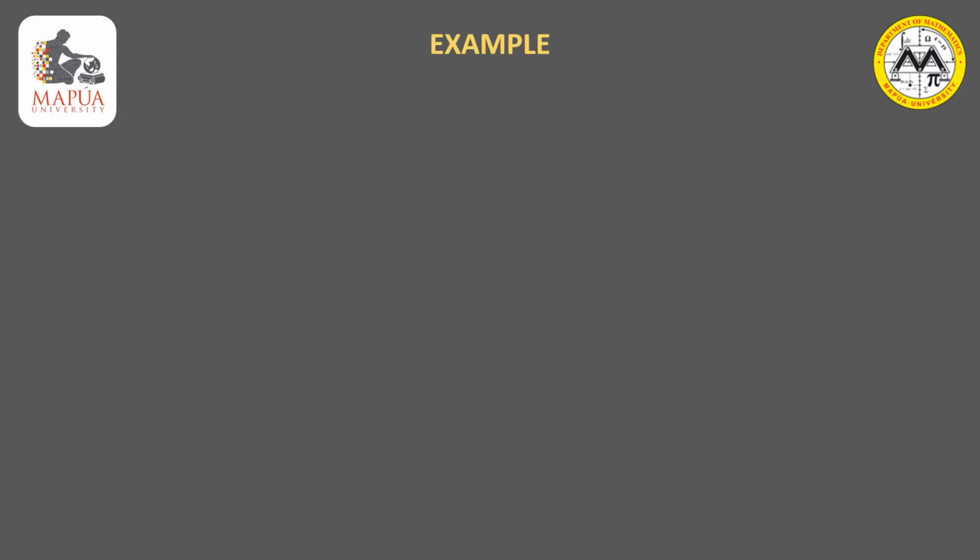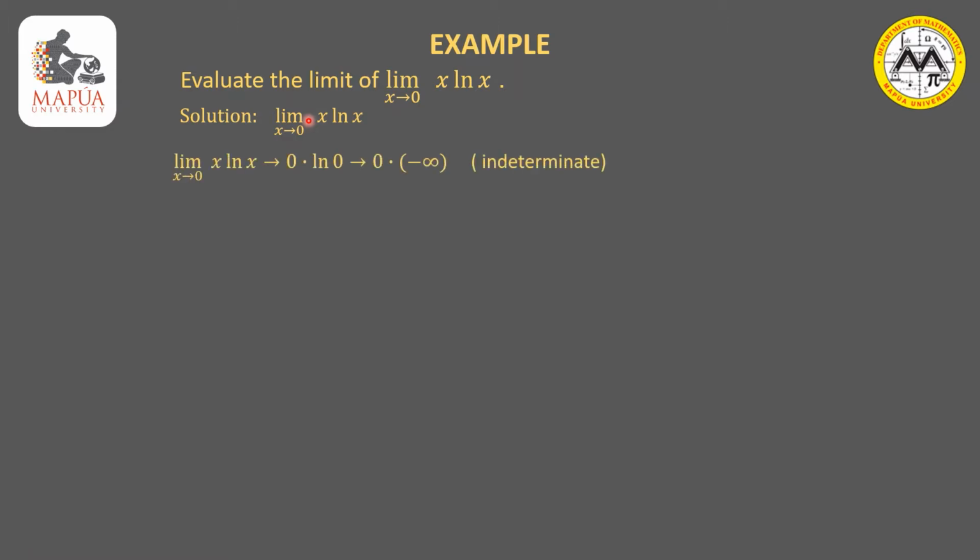Okay, let us have now an example. Let us evaluate the limit of x ln of x as x approaches 0. So for this given expression of x ln of x, the limit as x approaches 0 would be in terms of 0 times ln of 0. Ln of 0 is not defined, but as x approaches 0, the value of ln x would be approaching negative infinity. Hence, initially, the limit would be of the form 0 times infinity, which is an indeterminate form.